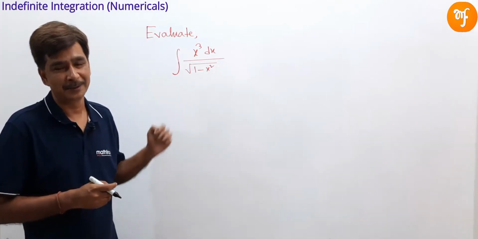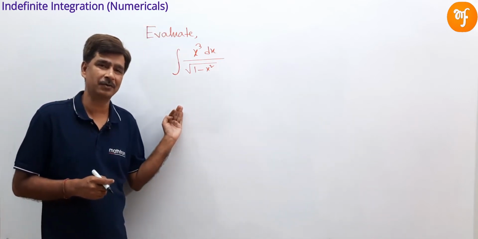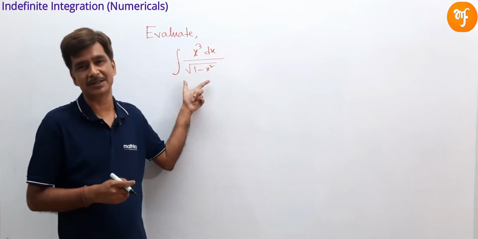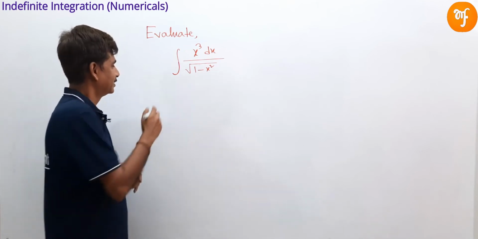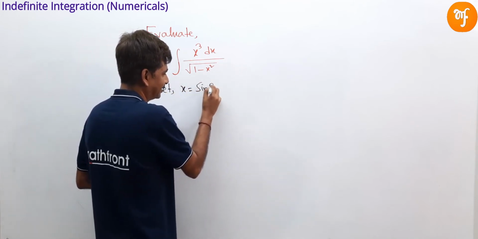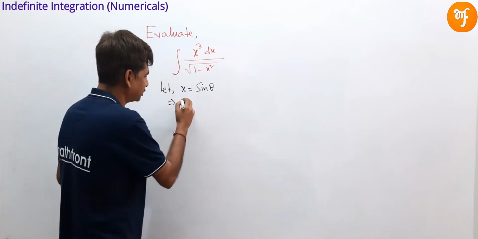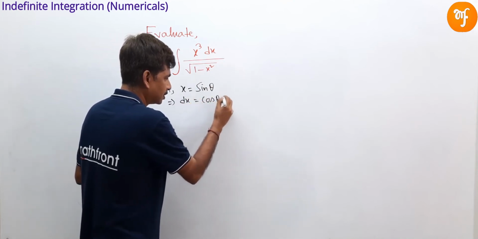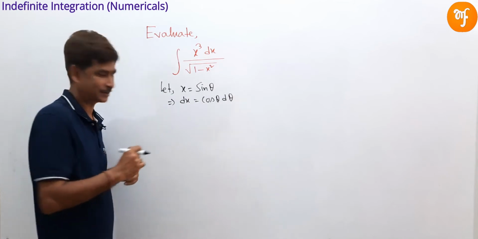So friends, come to another question, that is the integration of x cube dx divided by square root of 1 minus x square. In this case also, as square root of 1 minus x square is present, we will substitute x by sine theta. So let x is equal to sine theta. Obviously we will differentiate both sides with respect to x, and we will get dx is equal to cos theta d theta.